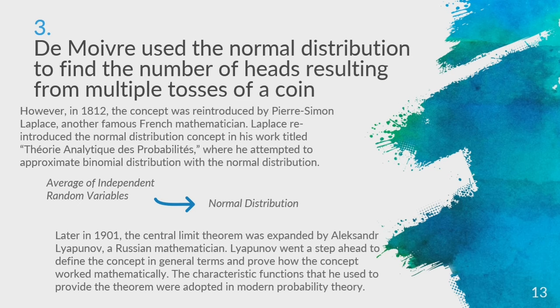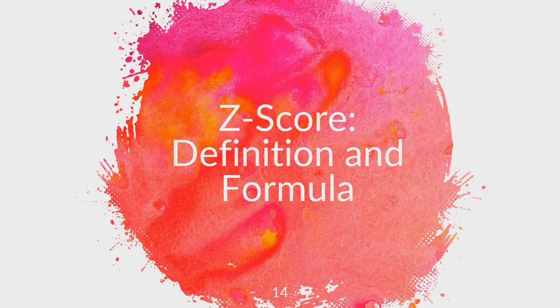Later, in 1901, the Central Limit Theorem was expanded by Alexander Lyapunov, a Russian mathematician. Lyapunov went a step ahead to define the concept in general terms and prove how the concept worked mathematically. The characteristic function that he used to prove the theorem was adopted in modern probability theory. Before we jump into the examples, we need to first understand what a z-score is.